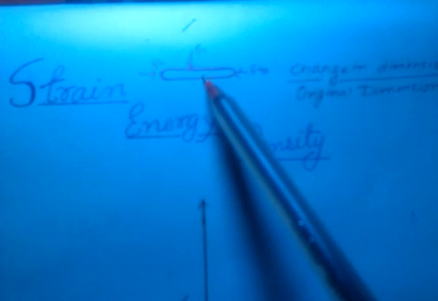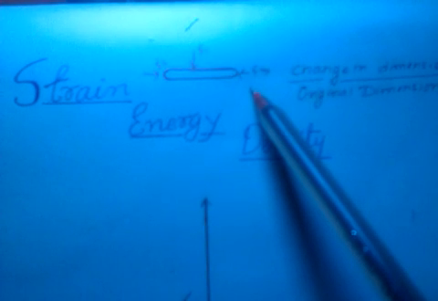Strain energy density. Well, what is strain? If you're given a particular object and you see that it is under certain deformable forces F1, F2 and F3, then it is bound to undergo some deformations. Then strain is defined as the change in the dimension because of those deformable forces divided by the original dimension.